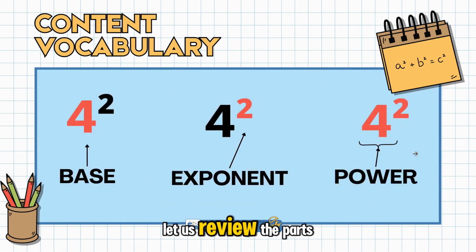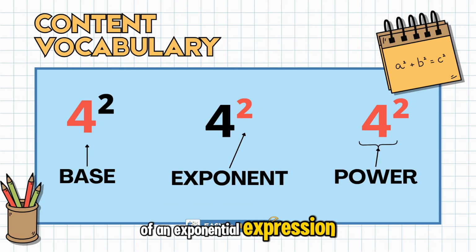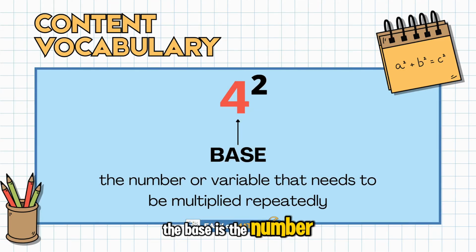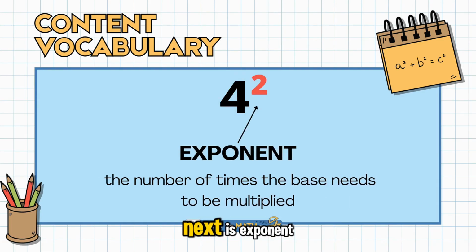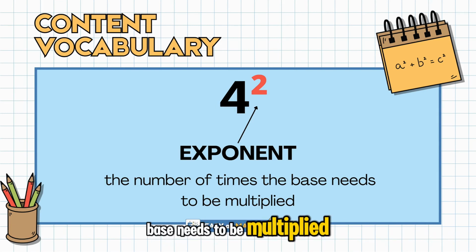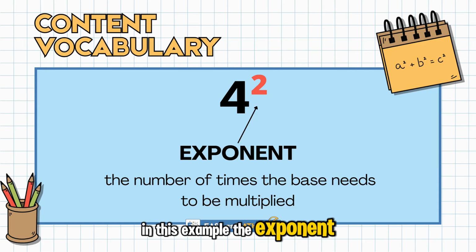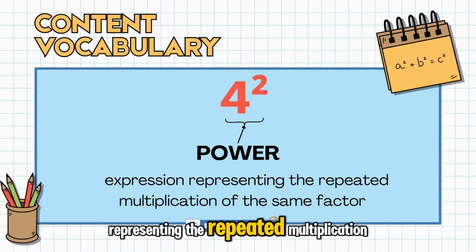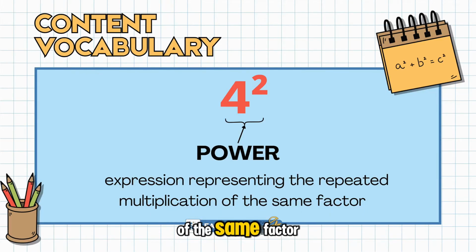Now let us review the parts of an exponential expression. First, we have the base. The base is the number or a variable that is multiplied repeatedly. For example, in 4 raised to 2, the base is 4. Next is the exponent, the number of times the base needs to be multiplied. In this example, the exponent is 2. Last is power. Power is the expression representing the repeated multiplication of the same factor.